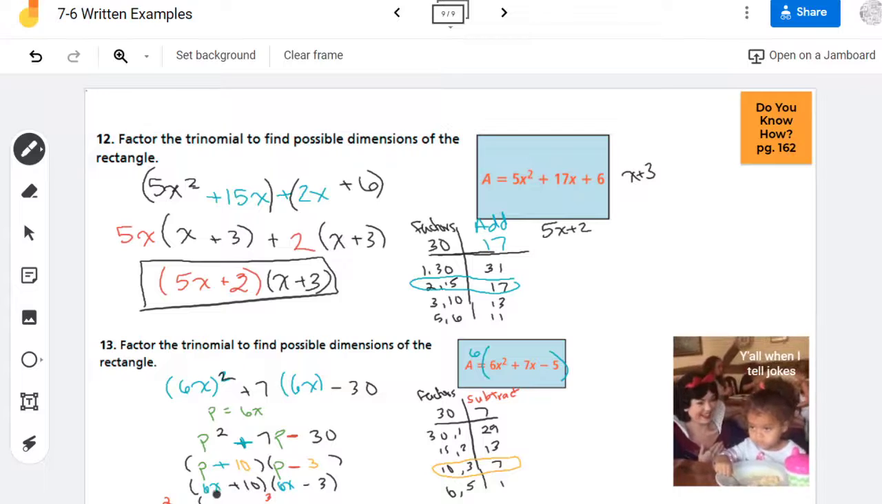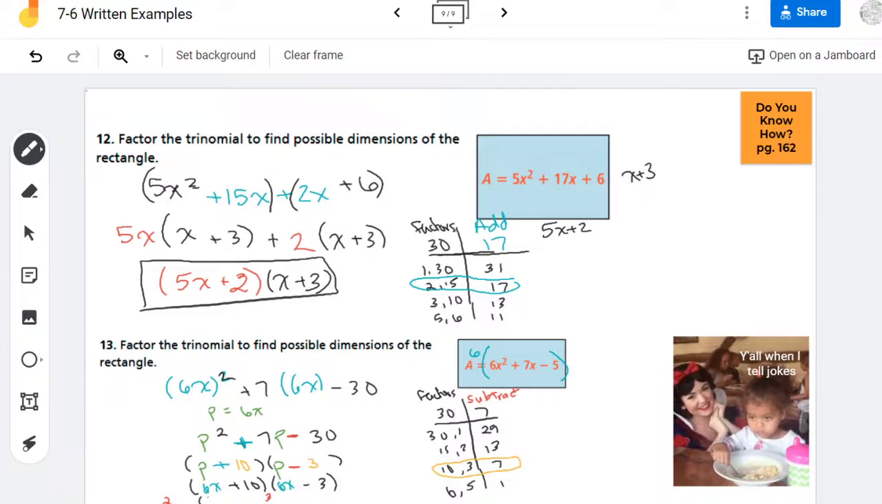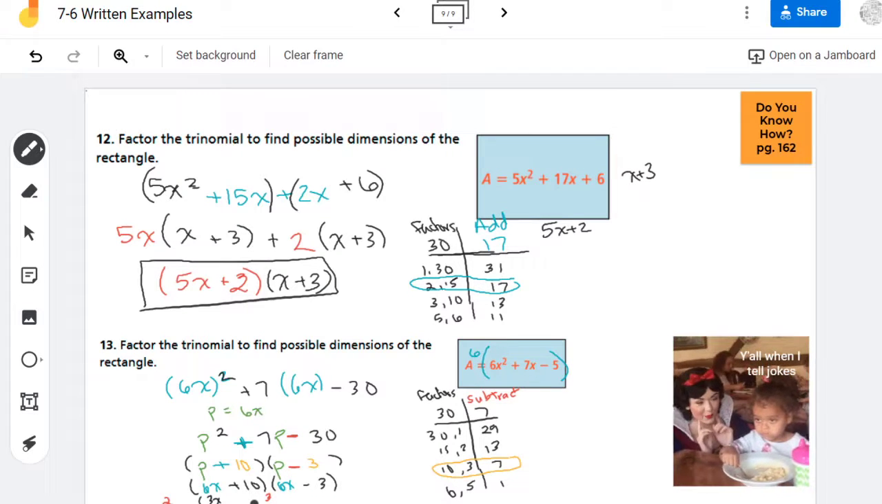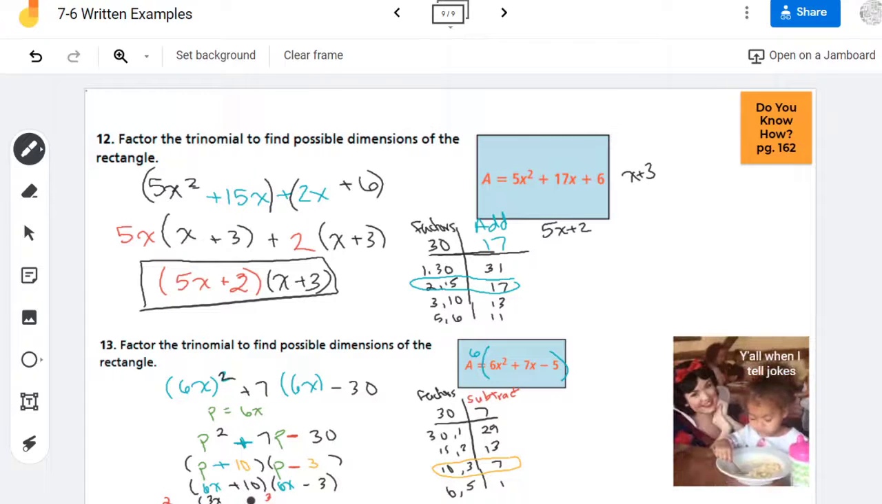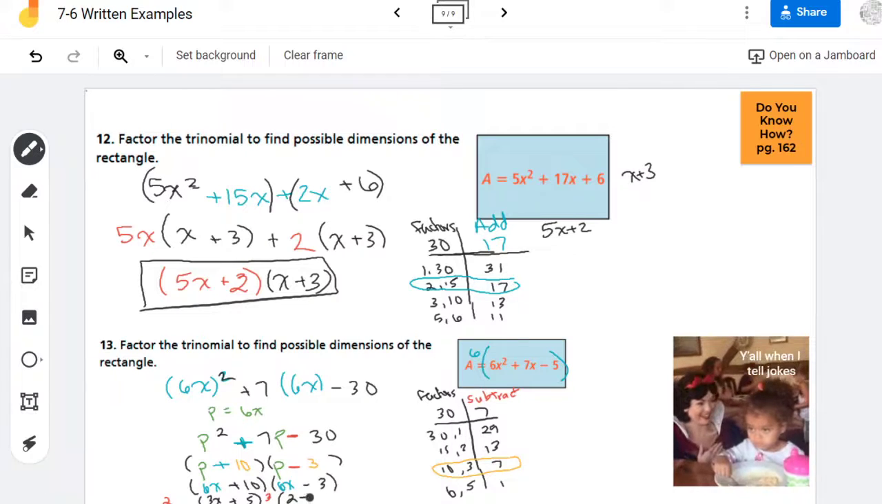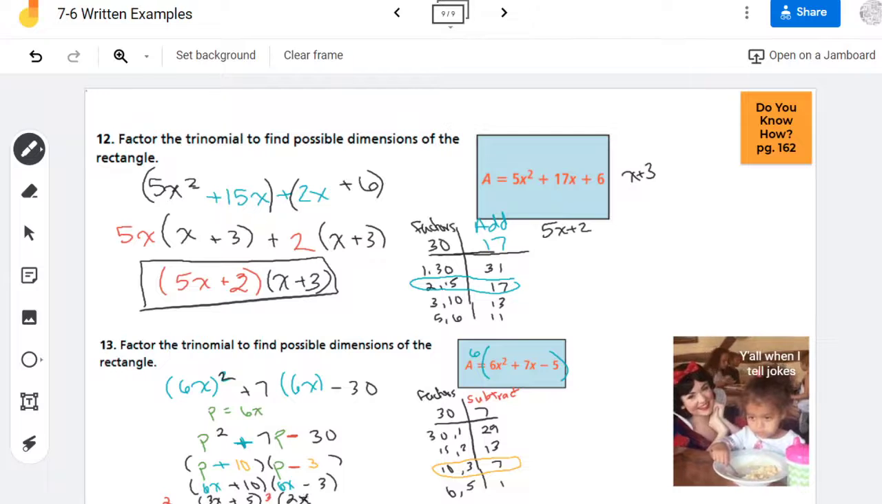So 6x divided by 2 is 3x. Did I make a mistake somewhere? And 10 divided by 2 is 5. Oh, no, I'm good. I started thinking these had to match, like in factoring by grouping, which is what made me think I was going wrong. But they don't, right? 6x divided by 3 is 2x, and 3 divided by 3 is 1.